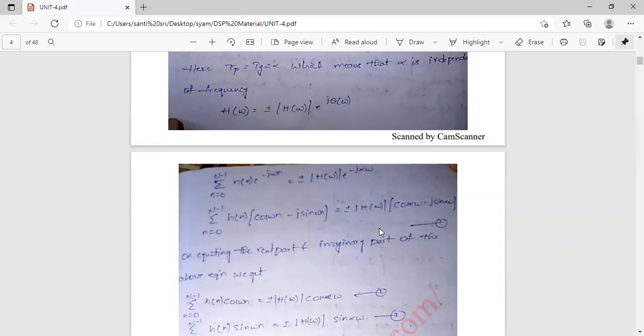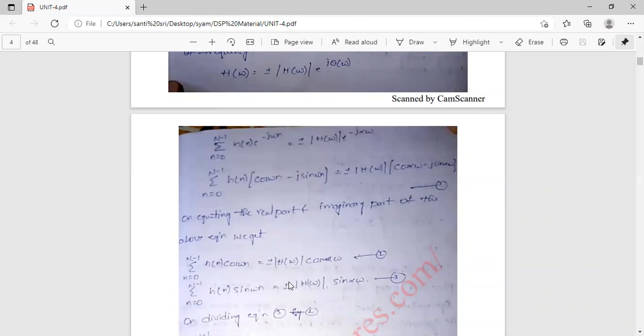So equating the real and imaginary parts of the above equation, we get the summation over n from 0 to N minus 1 of h(n) cos(omega n) equal to plus or minus mod H(omega) cos(alpha omega). That is equation number 2. And the imaginary part is the summation over n from 0 to N minus 1 of h(n) sin(omega n) equal to plus or minus H(omega) sin(alpha omega). This is the imaginary part.